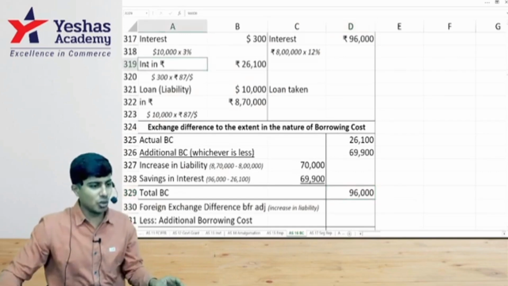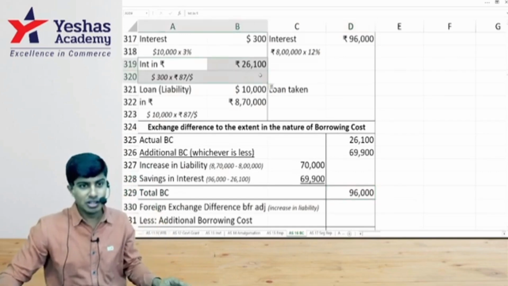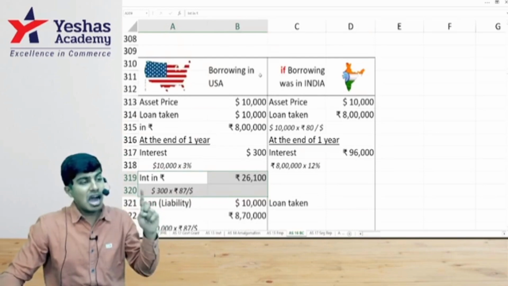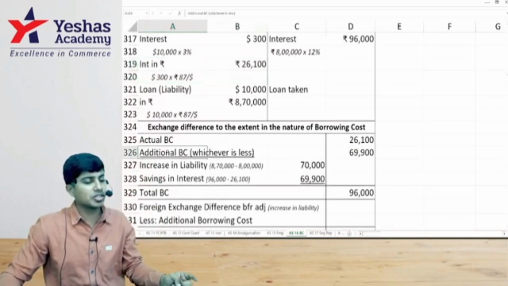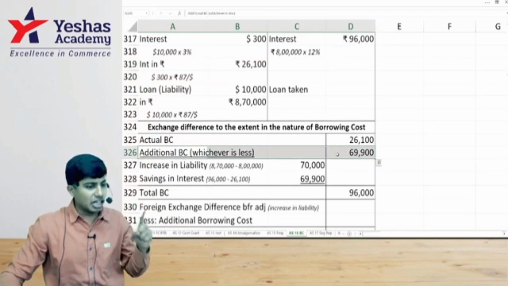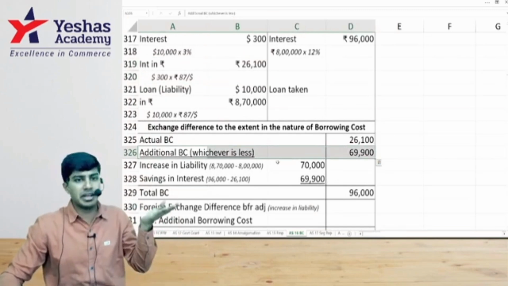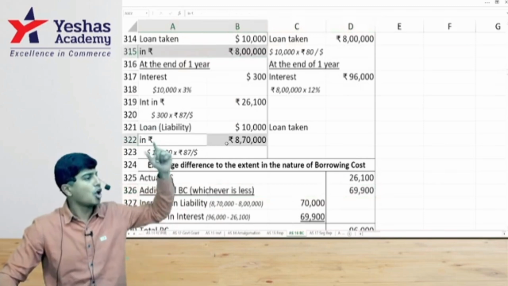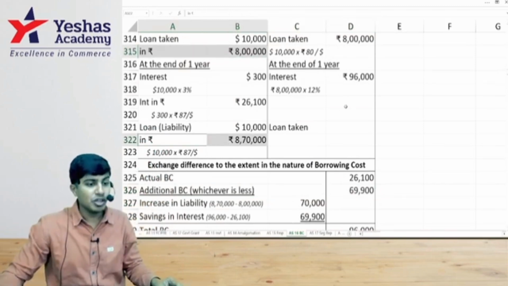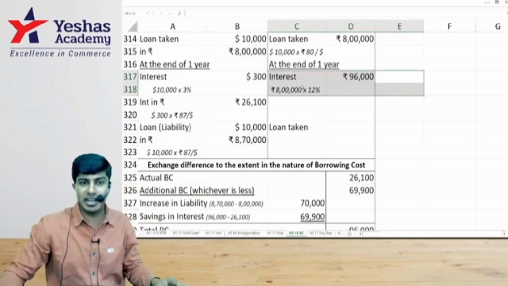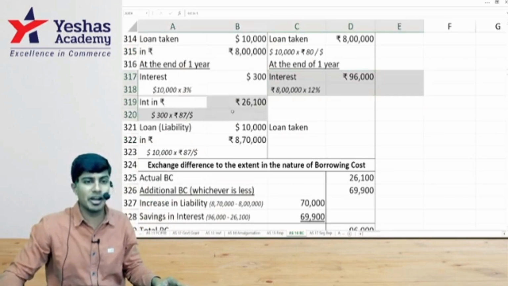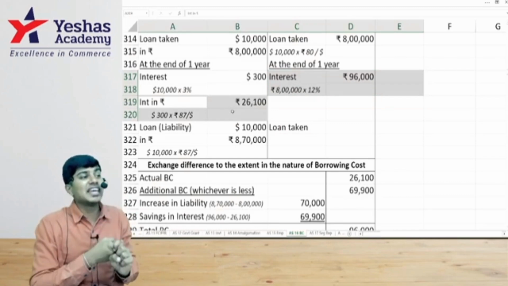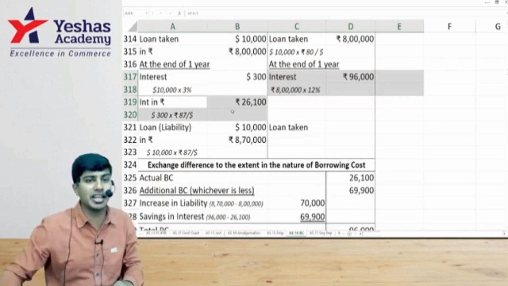26,100, the interest on the US loan, is actual borrowing cost. After that, we compute additional borrowing cost. How do we compute it? Additional borrowing cost is increase in liability. 8 lakh rupees of loan becoming 8 lakh 70,000 is increase in liability. Or savings in interest. If you had taken the loan in India, you would have paid 96,000. Because you took the loan in USA, you paid 26,100. The difference is there, no? That difference is savings in interest. You saved so much money in interest.